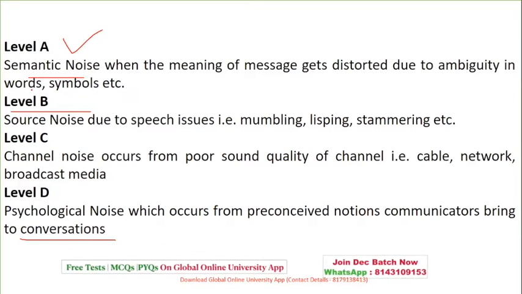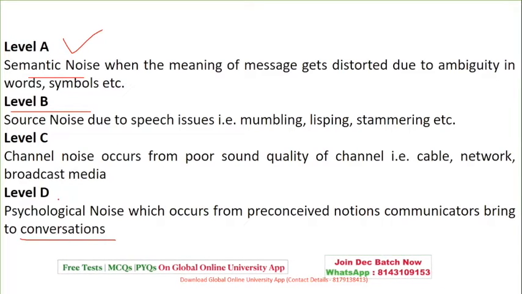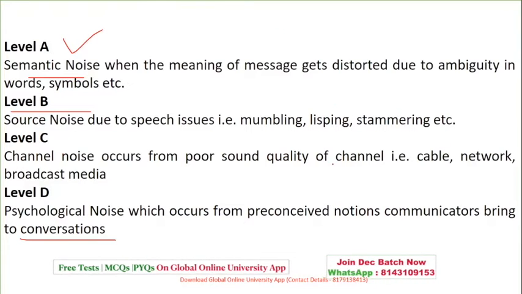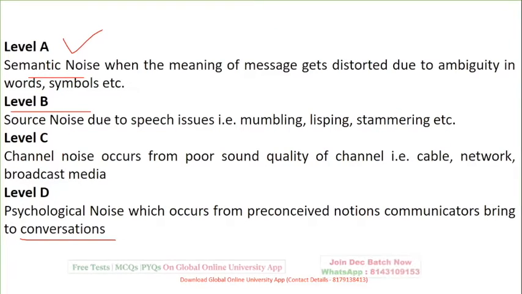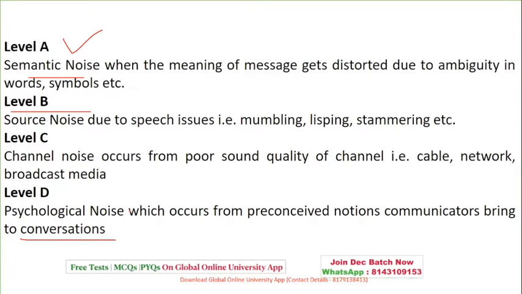Now they may give you them as the following. On one set you have level A, level B, level C, level D. On another set you may have what they are related to. So you should be very clear. Level A is semantic, level B is source, level C is channel, and level D is psychological noise.